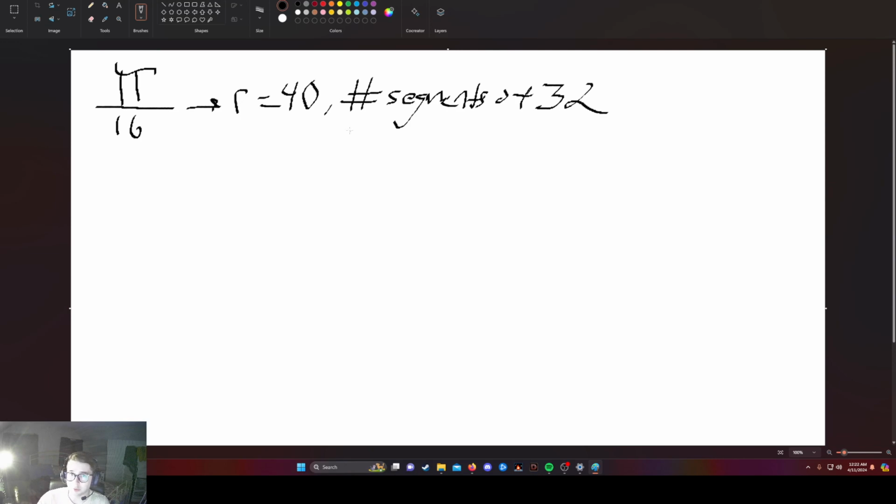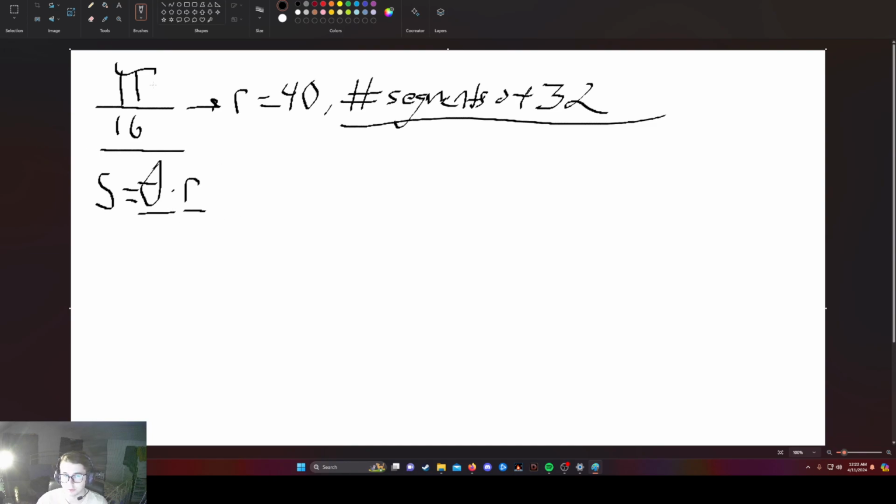So if I know there are 32 segments and I know that the circumference is 2 pi r, we could do some work there. But let's do this the way that they requested, which is by using the formula. So I know that arc length, S, is equal to my angle in radians times radius. I know that my angle in radians is the pi over 16 value. I know my radius in this case, like they explained, is 40. So my arc length is pi over 16 times 40.